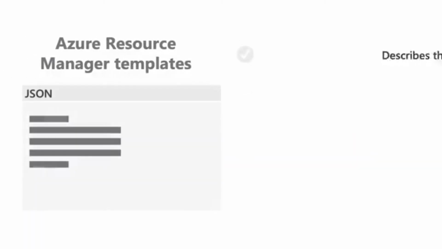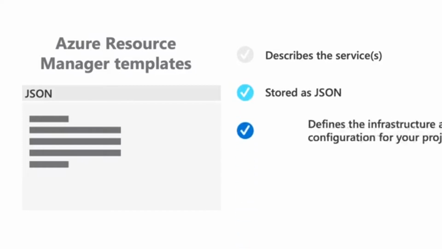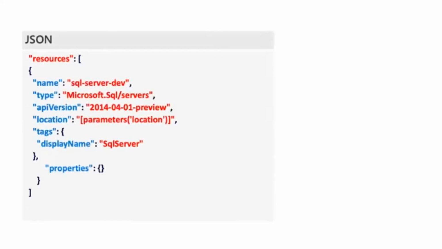Let's take a look at Azure Resource Manager templates now. An Azure Resource Manager, or ARM template, describes the service or services that you want to deploy in a text file, in a format known as JSON, which is short for JavaScript Object Notation. Using JSON, you can define the infrastructure and configuration for your project. This example in JSON format shows a template that you can use to provision an instance of Azure SQL Database. The JSON code describes and stores the configuration settings that will be applied.